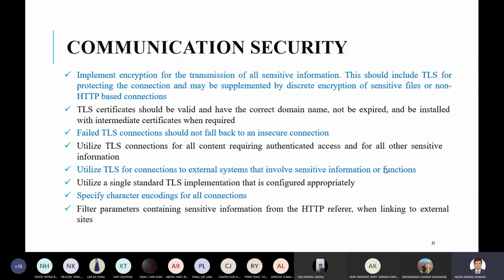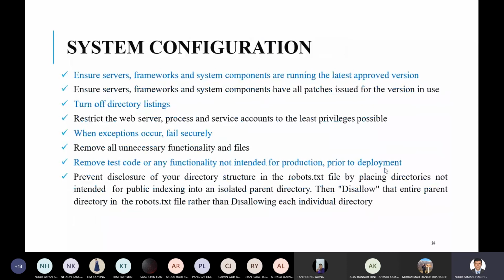You will be considering this as a security engineer, not the software developer or the coder. You are supposed to guide them so they can consider these things. Now, system configuration: ensure that servers, frameworks and components are running at the latest approved version. Operating systems are approved. And we need to turn off directory listing.